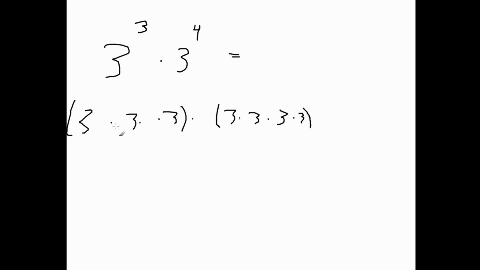Notice, how many 3's are we multiplying together? We're multiplying 7 3's together. So this equals 3 to the 7th. 3 to the 7th. This is the definition of an exponent.